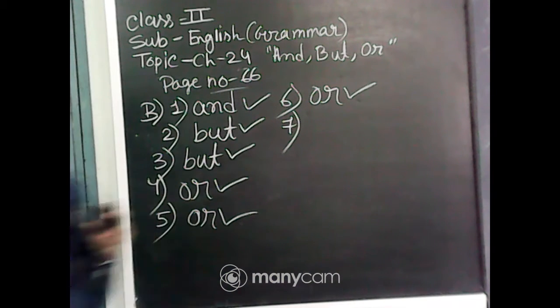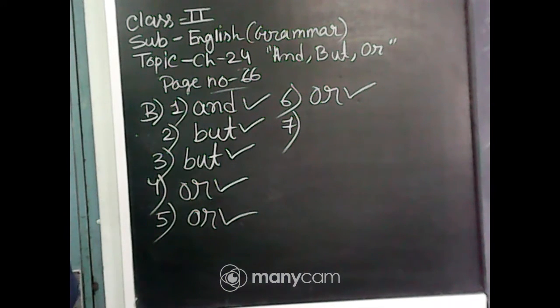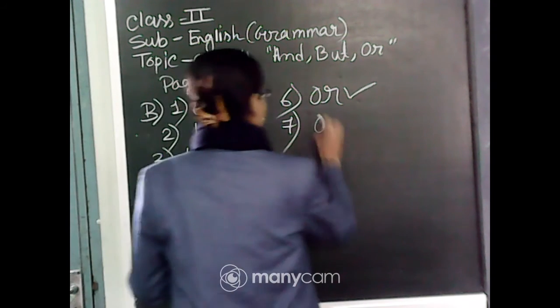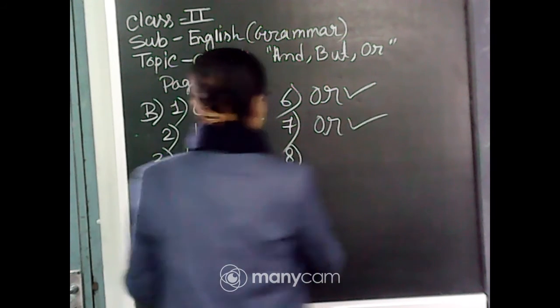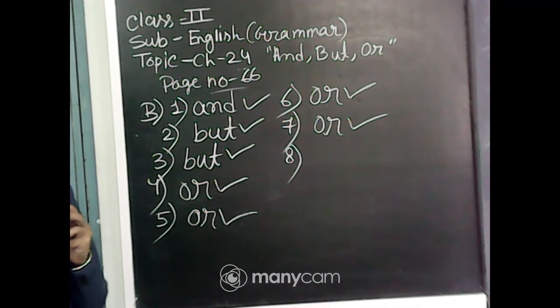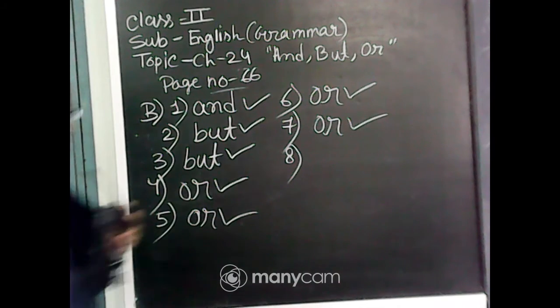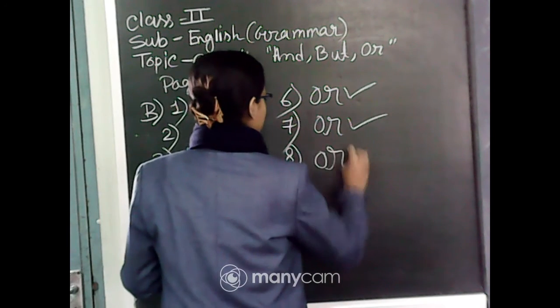Number 7, will you paint it all pink or light blue? Yes, again or is the correct option. Number 8, are those oranges sour or sweet? Yes. So here again it will be or.